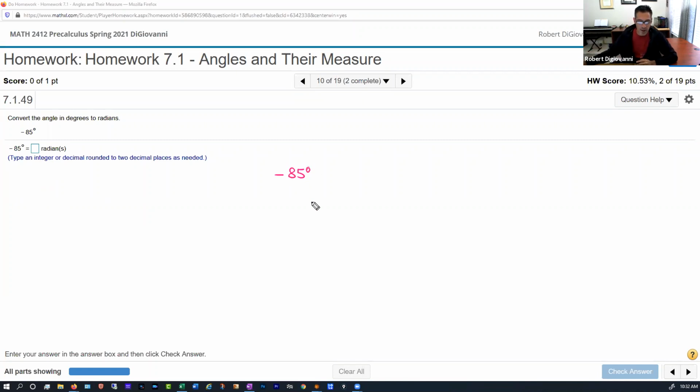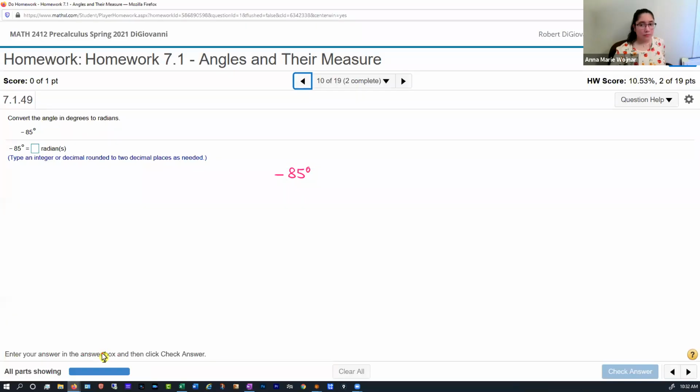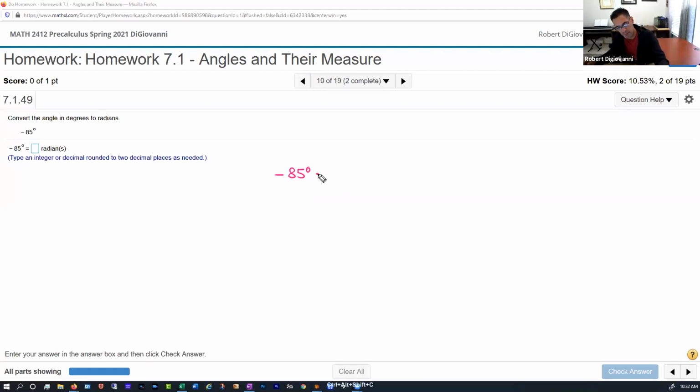Now, when I do this, I need to get rid of degrees and turn it into radians. So if I go back and I look at my conversions, this first conversion has radians on top, degrees on the bottom. The second one has degrees on top, radians on the bottom. Which one do I want to use? The one on the left or on the right? Left. Left, because degrees are on the bottom, right? And it'll cancel out the degrees that we have. So I'm going to multiply this by the one that had degrees on the bottom, 180 degrees, and then pi on top. The degrees will cancel.